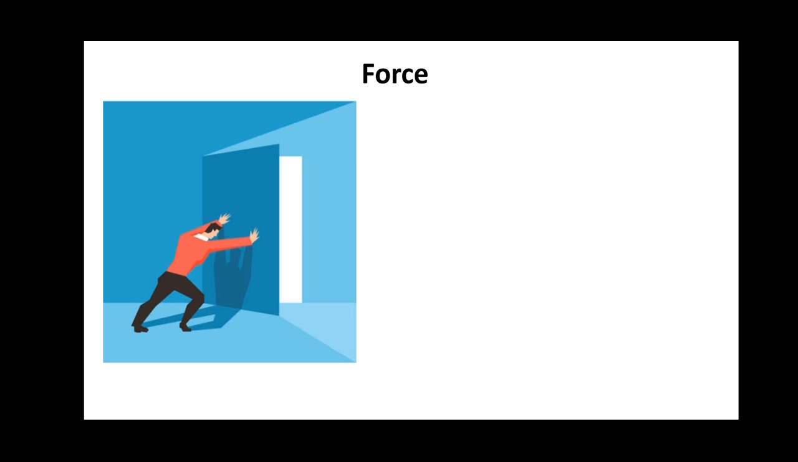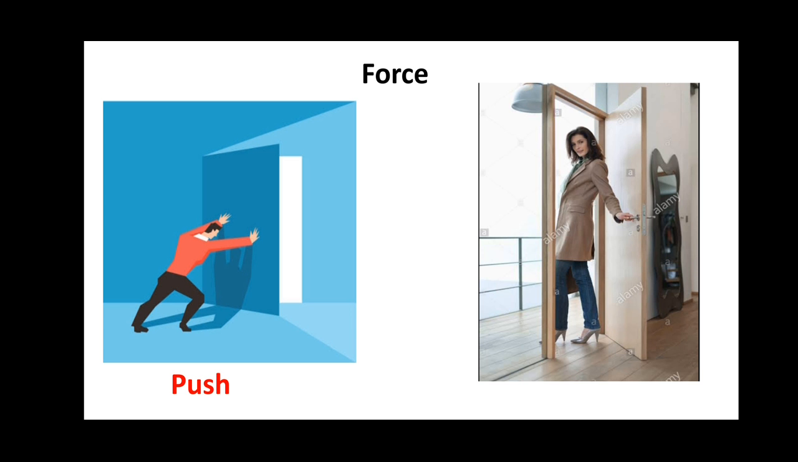Fifth example is closing a door. Is it a pull or push? When we are closing a door like this, it is moving away from us, so it is a push. But when we are closing a door like this, it is moving towards us, so this is the pulling.